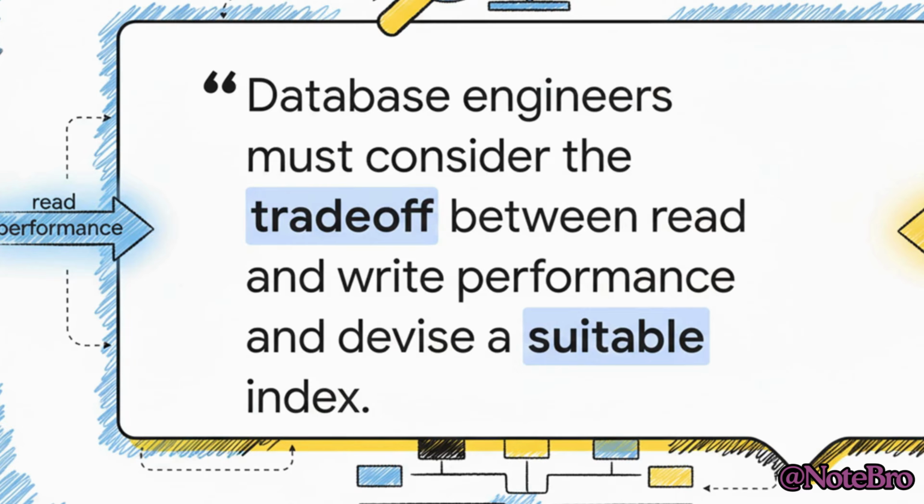Engineers have to really think about how their application is going to be used. Is it like a social media feed that gets read constantly but not written to all that often? An index is a fantastic idea. Or is it a logging system that just writes new data all day long? Then maybe an index isn't the best choice.